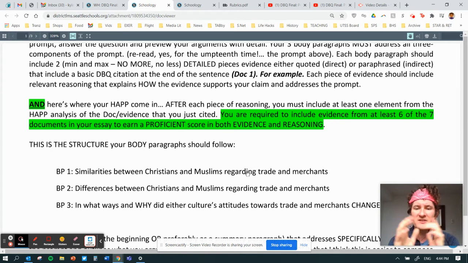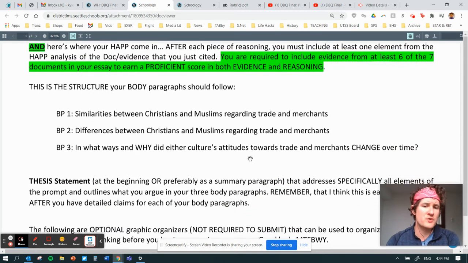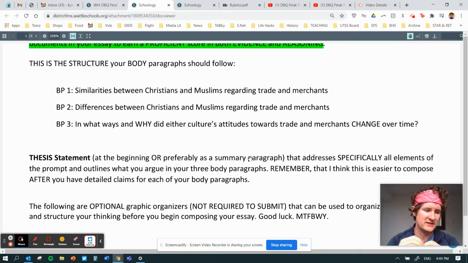You are required, and this is specific to honors, as you can see it's highlighted in green, to include evidence from at least 6 of the 7 documents that you analyzed to earn a proficient score in both evidence and reasoning. For on-level students, my expectation is that you include evidence from all 4 of the 4 documents that you analyzed.